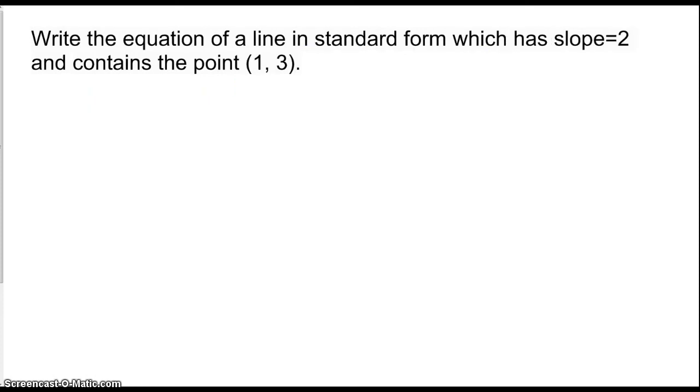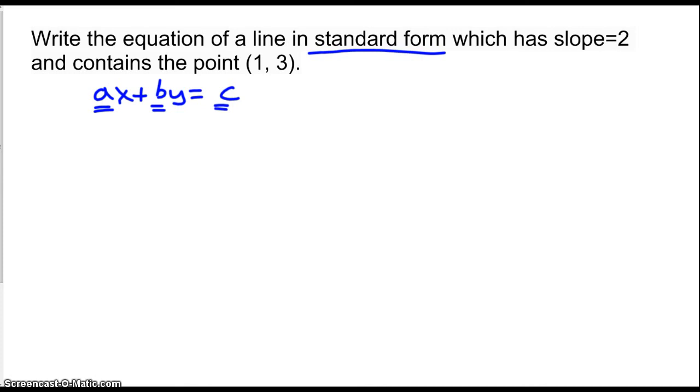Okay, write the equation of a line in standard form, which has a slope of 2 and contains the point (1, 3). All right? Well, let's see. Standard form is this, ax plus by equals c. So I need to fill in these 3 constants somehow. Okay? But what am I given? I'm given slope and a point.